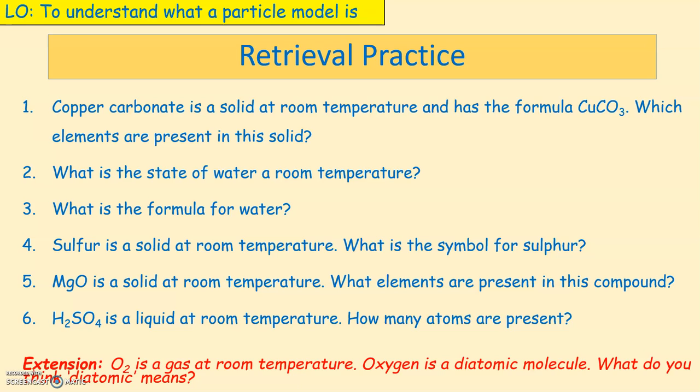Now, last lesson, we were looking at the different states of matter, okay? Solid, liquid, and gas, okay? And we discussed much about it. Now, today we're looking at understanding what a particle model is. So when something is a model, it is to represent something, okay? How do we represent particles? And that is what we're going to be talking about today.